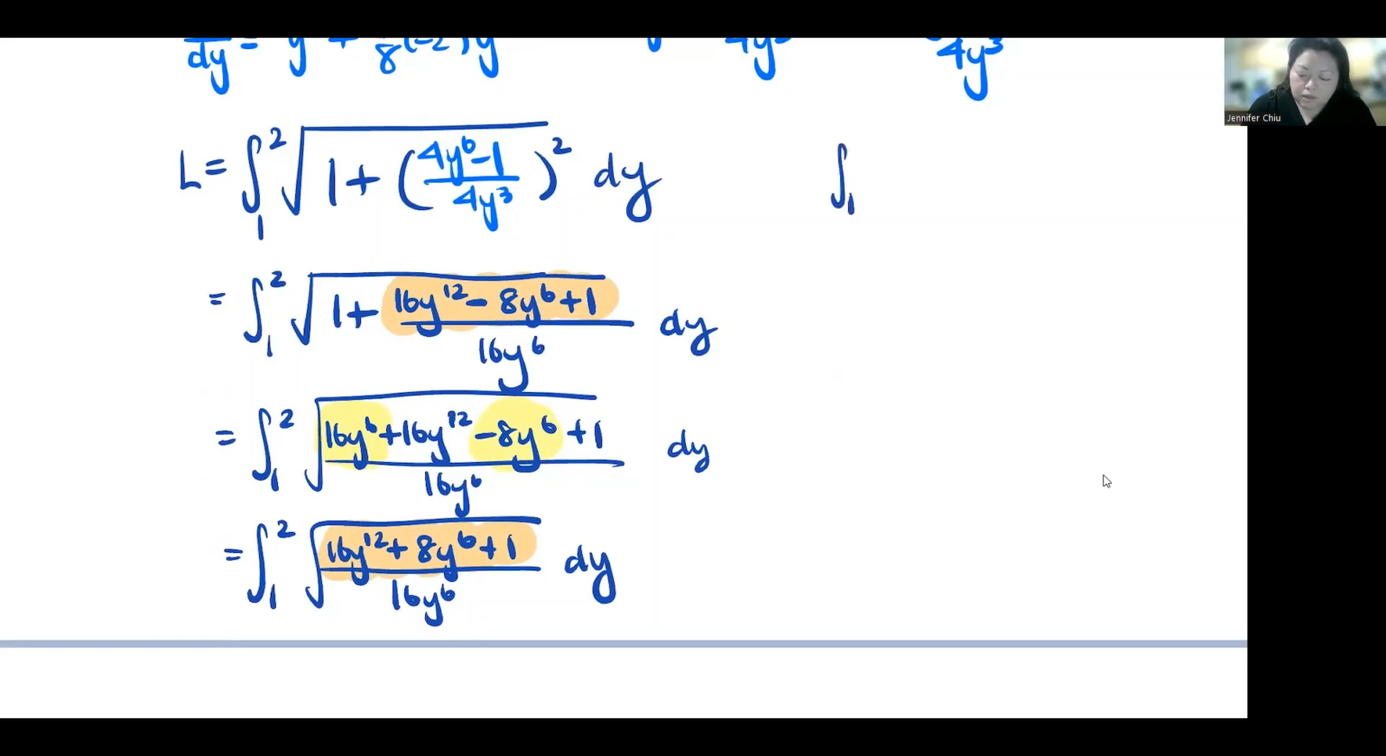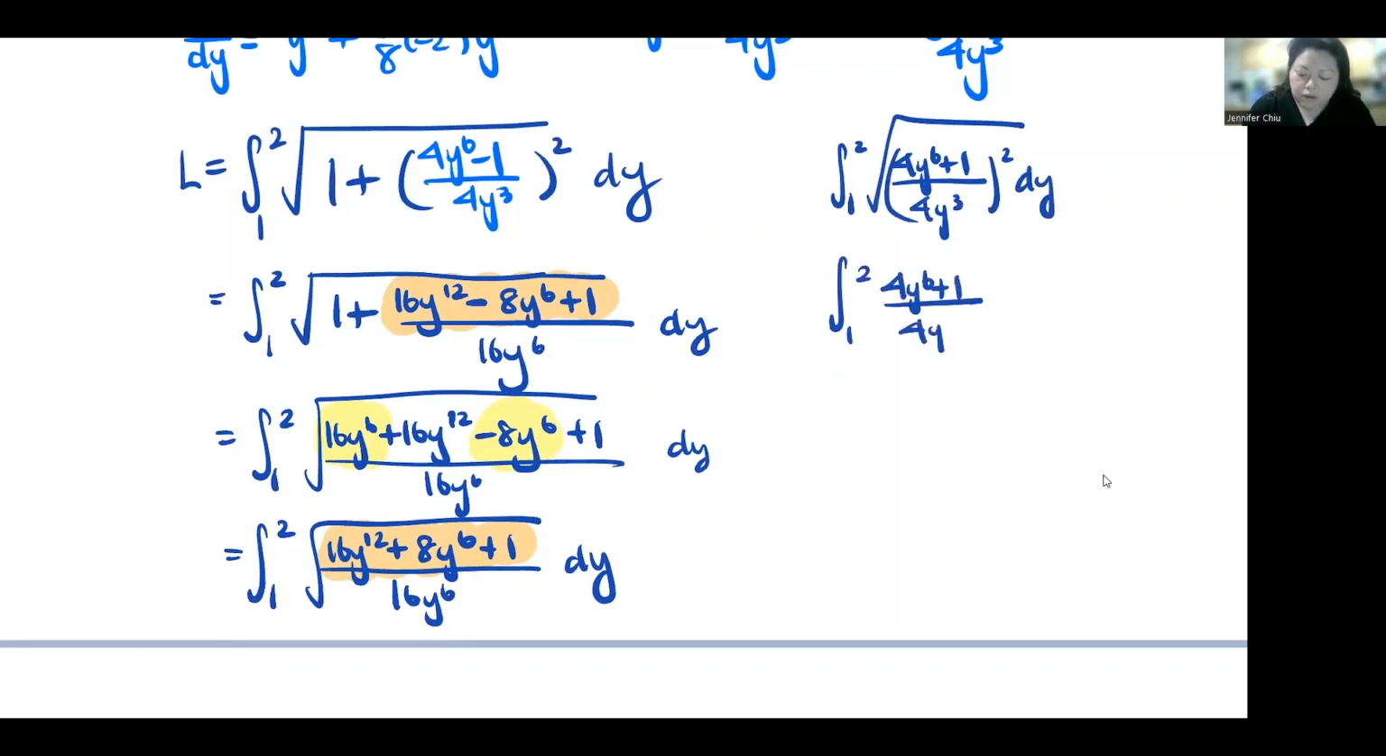So this is going to look like 1 to 2, 4y^6 + 1, and the bottom is 4y^3, the whole thing squared, and that's the square root. So that will clean up really nicely to be 4y^6 + 1 all over 4y^3. And now you can actually split this into 2 fractions, and it's a lot more doable. You will get y^3 + 1/4 y^-3 dy.